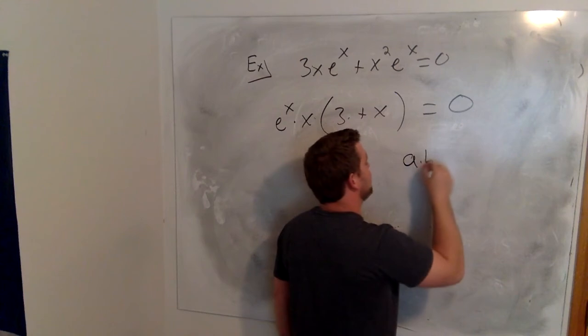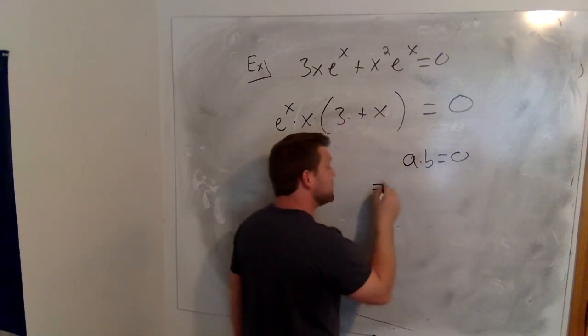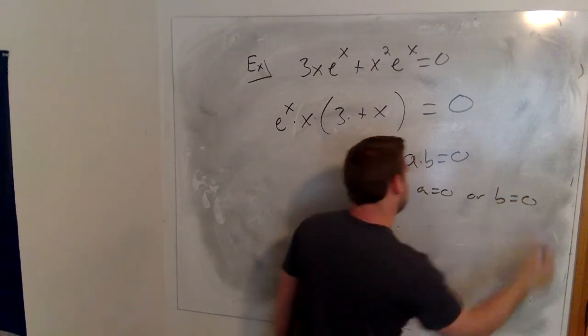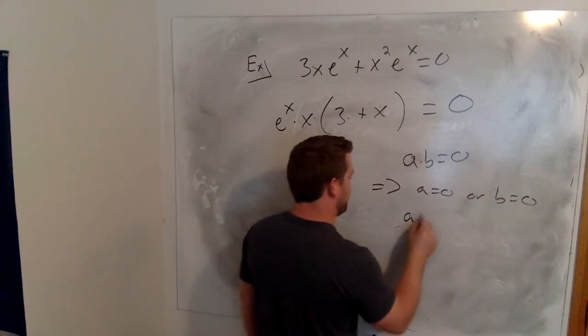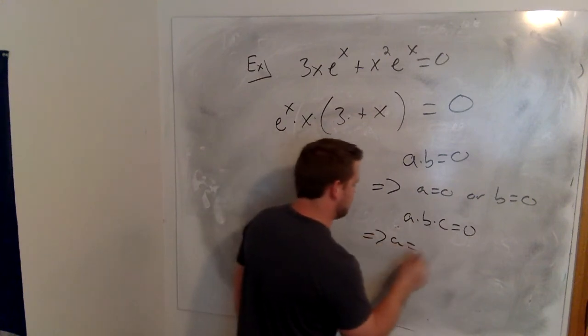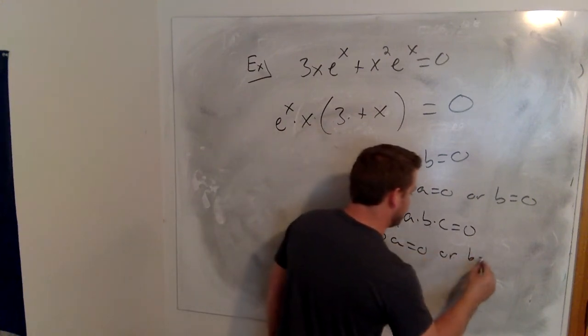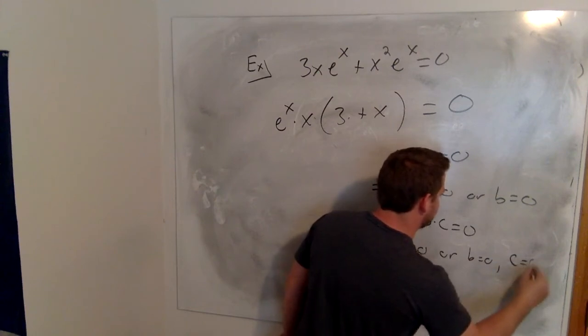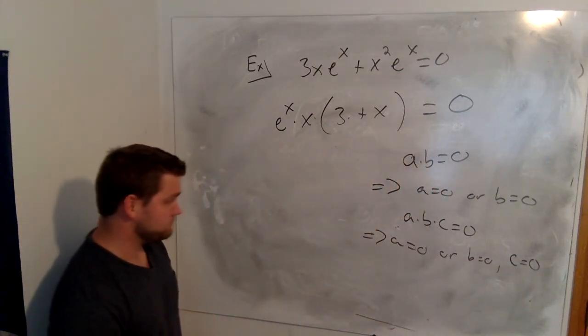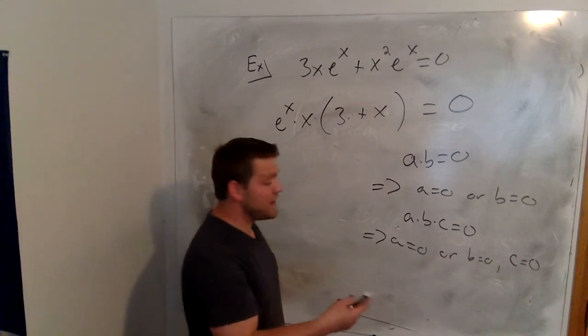This says if a times b is equal to 0, then either a is 0 or b equals 0. This would also be true for a times b times c equal to 0. This would mean that a would have to be 0, or b would have to be 0, or c would have to be 0. This would be the same thing if it was a times b times c times d equals 0. Hopefully this should make sense why this is true.